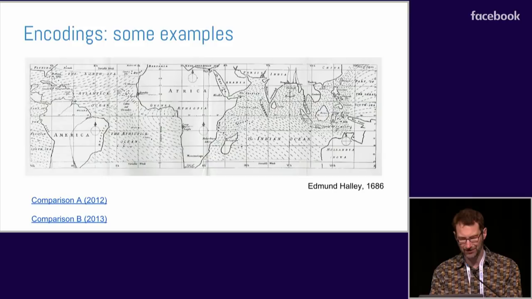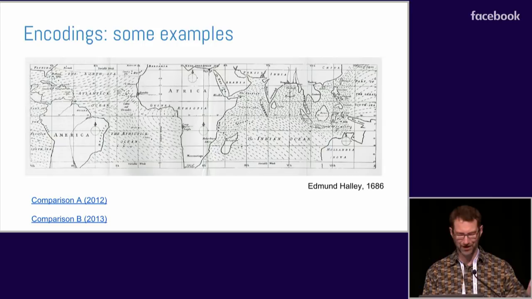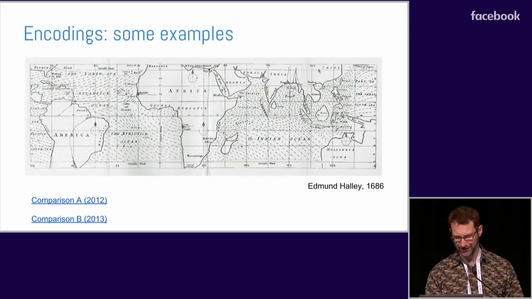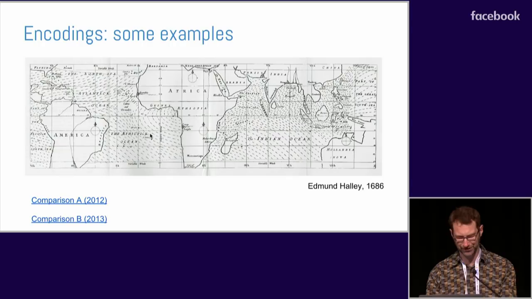Let's talk about the example where you have wind data and you want to show wind data across the world. This is something people have thought about for hundreds of years. I think the earliest example that I could find comes from Edmund Halley in the 1600s, and it's this map of trade winds in the ocean. You can see he's doing something fairly reasonable. He's saying, I'm going to show the direction of wind with a vector that points in the right direction. It's static, but it actually works pretty well.